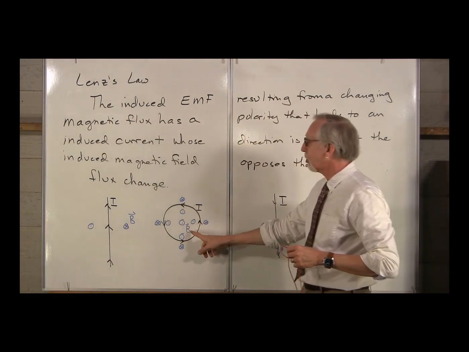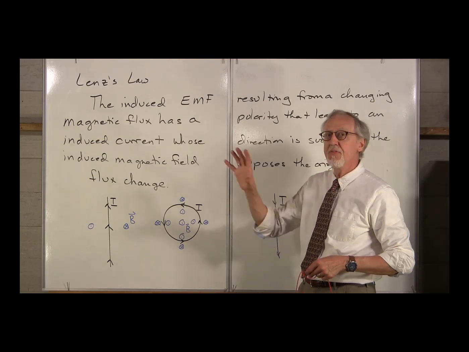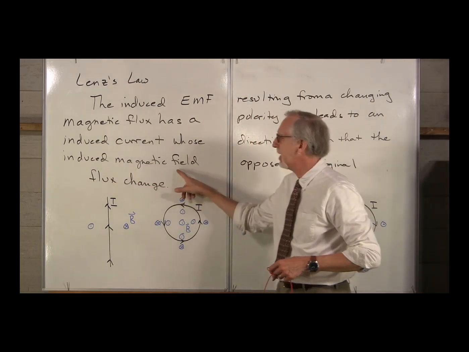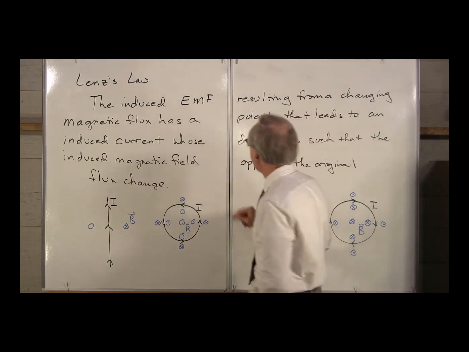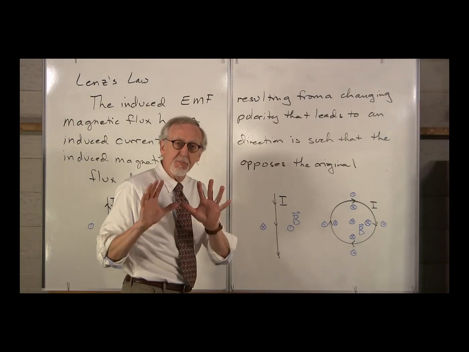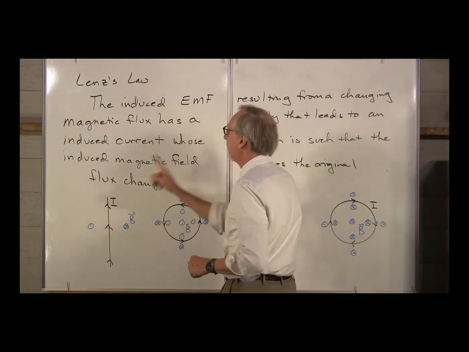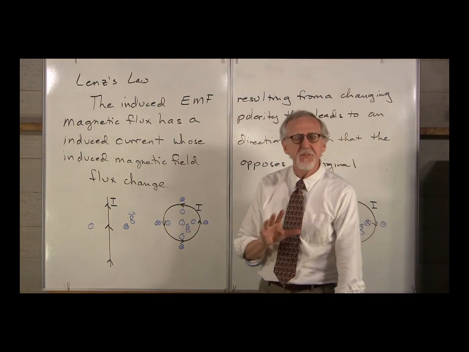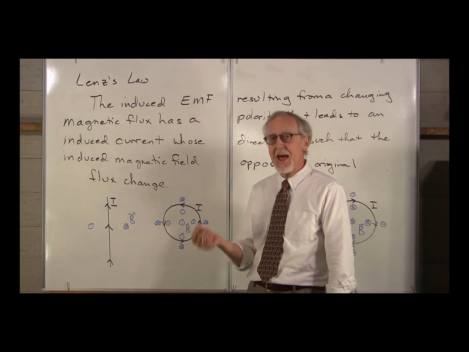That current creates its own magnetic field that is different than the original magnetic field. This magnetic field is what we refer to as the induced magnetic field. The induced magnetic field, here's the important part, opposes the original flux change. That's how we're going to figure out what the direction of the EMF is. We're going to work backwards.